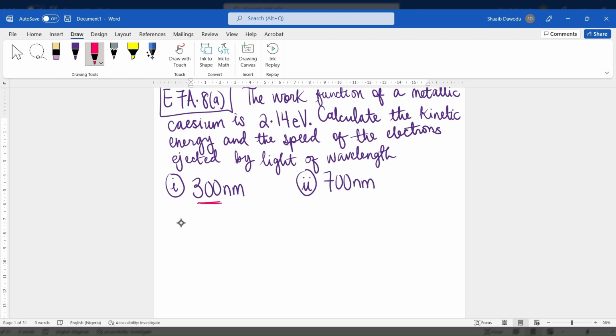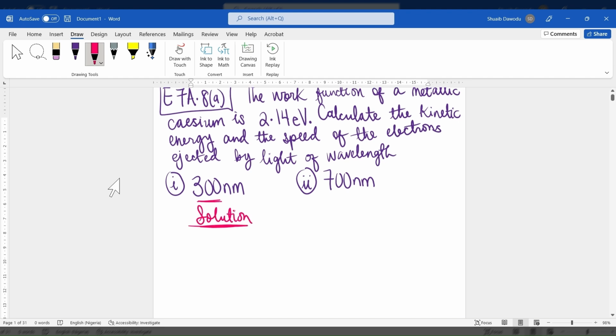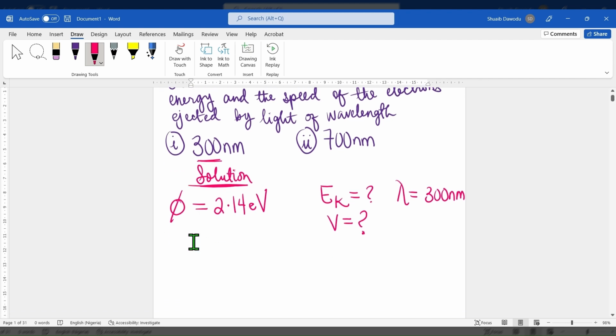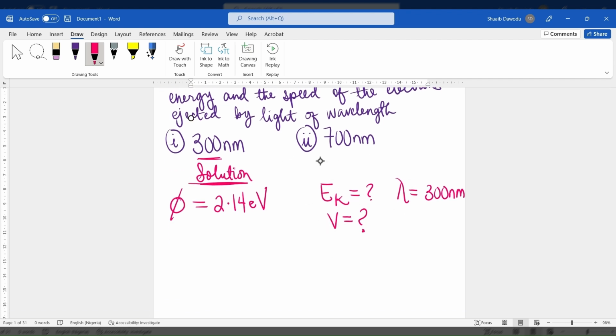So the work function of metallic cesium is 2.14 eV. Now, we're going to write out all that we're given and then go ahead and solve it. So the work function, with its symbol, is simply 2.14 eV. Then we're told to calculate the kinetic energy, which is EK, and the speed of electrons, which is just v, ejected by light of wavelength, which is simply 300 nanometers.